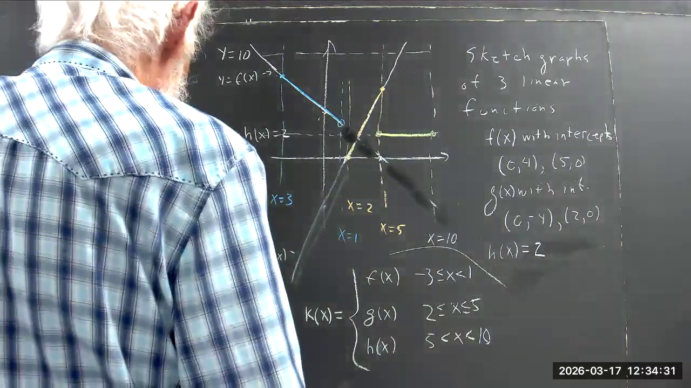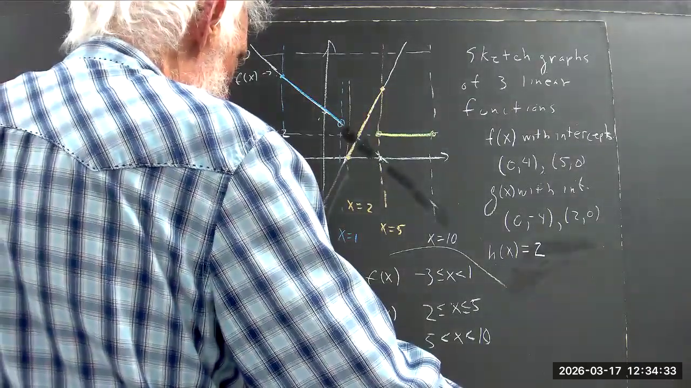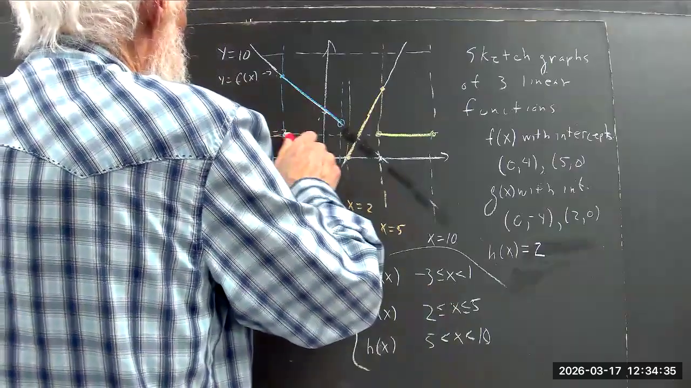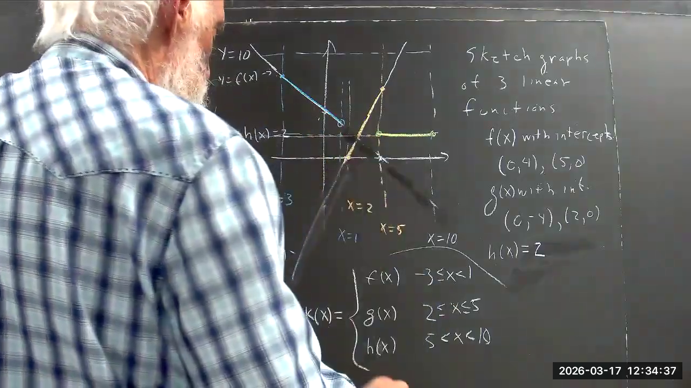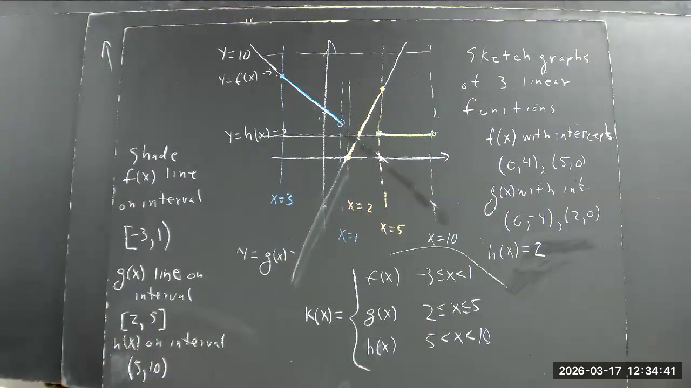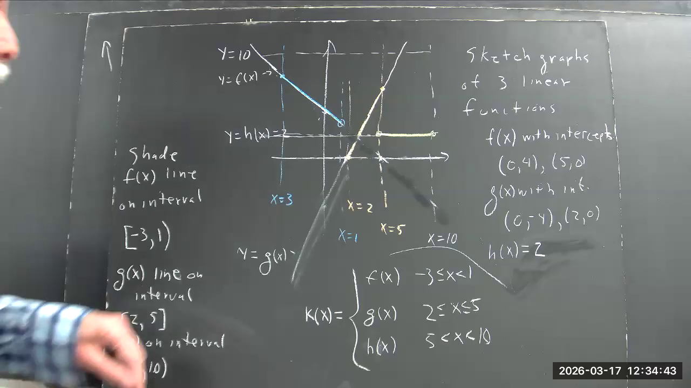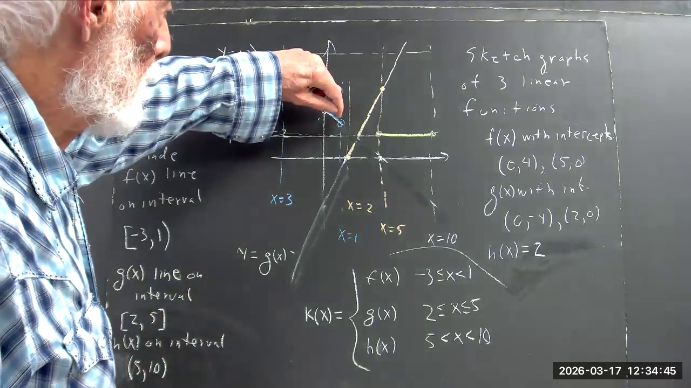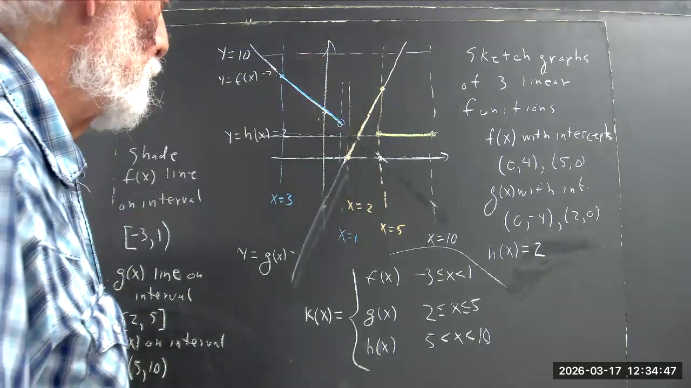And I never did fill in the line for the h of x function, which would be here. And now we see 3 segments of the graph. We also notice that there's nothing on the graph between x equals 1 and x equals 2.